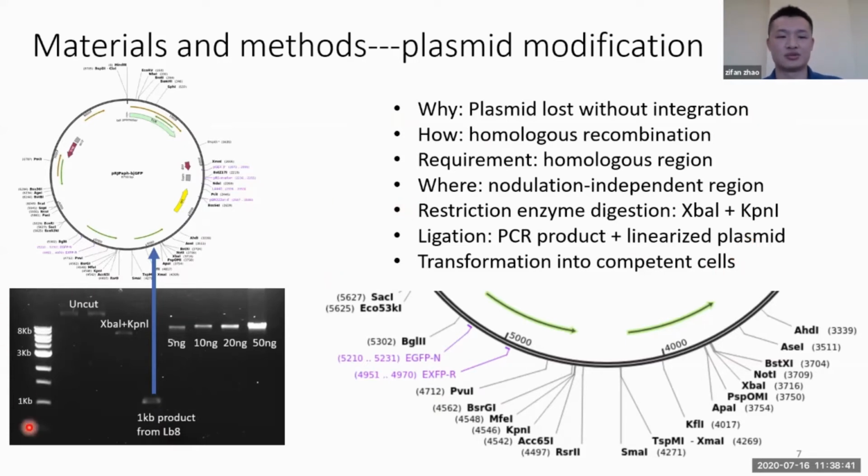This image shows how the plasmid looks before and after the enzyme digestion. And this is our 1 kb PCR product amplified from the Bradyrhizobium strain Lb8. Here we can see the two restriction enzymes we used to linearize the plasmid. Then the 1 kb product will be integrated into this region, and they form a new plasmid.